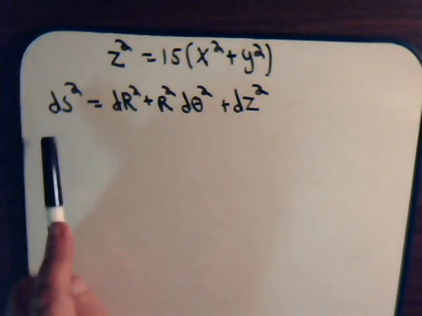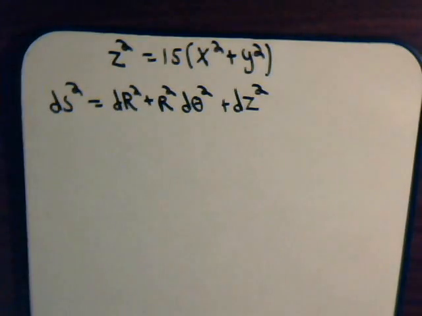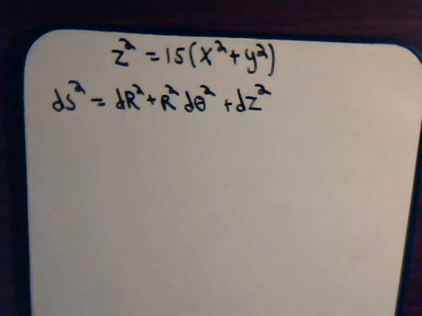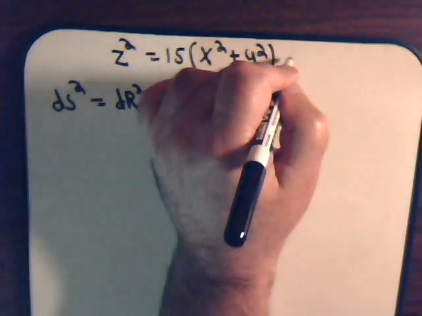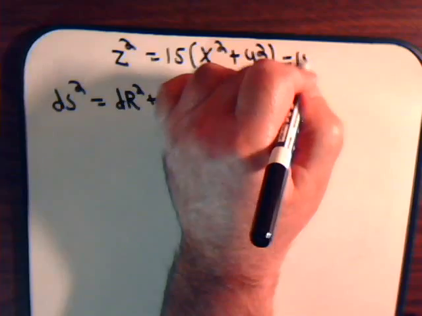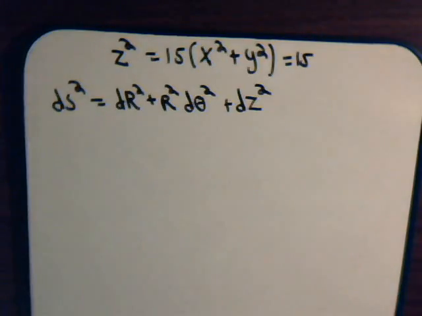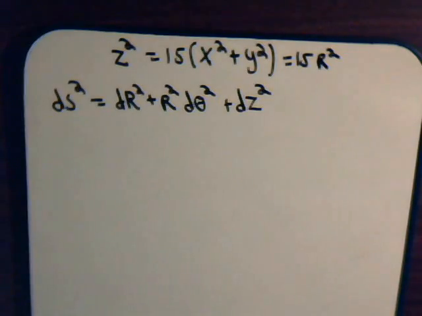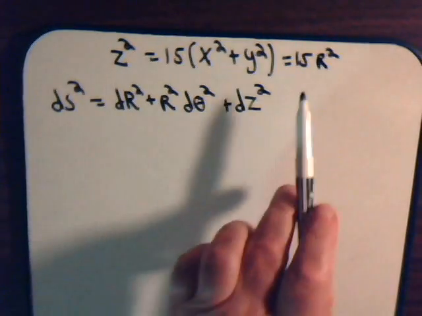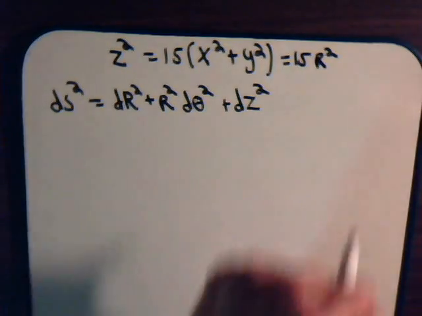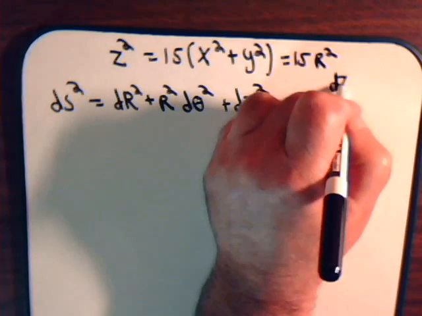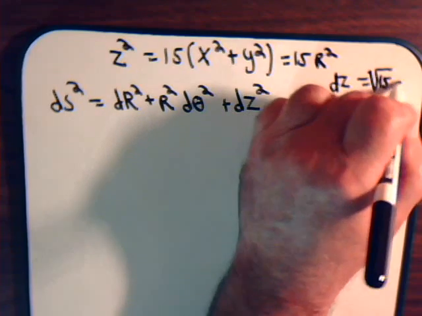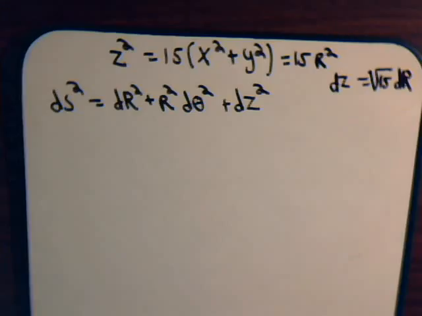And in cylindrical coordinates, this is the expression for arc length, where of course r squared is x squared plus y squared. So we can say z squared equals 15 times r squared. And then z will equal the square root of 15 times r, or dz will equal the square root of 15 times dr.